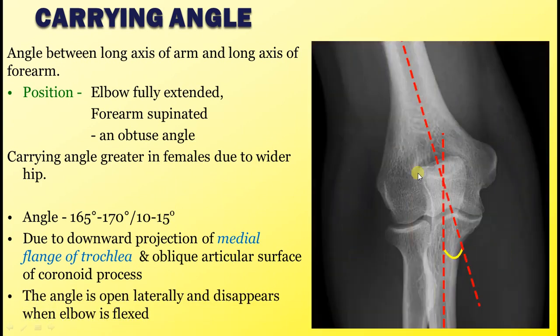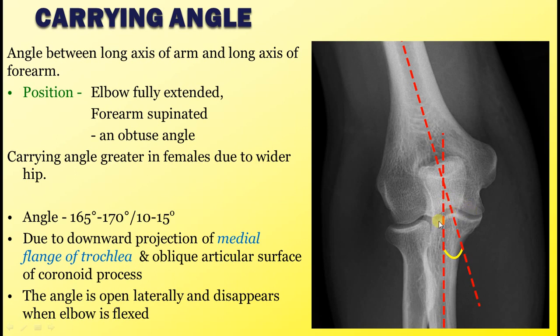So here you are able to see the long axis of the humerus. And if you take the long axis of the ulna, both are not meeting with each other, and you form an angle here. That is the carrying angle. Now, what produces this carrying angle? The medial flange of the trochlea extends up to 6 millimeter downwards as compared to the lateral flange of the trochlea. So you are able to see one obliquity is there.